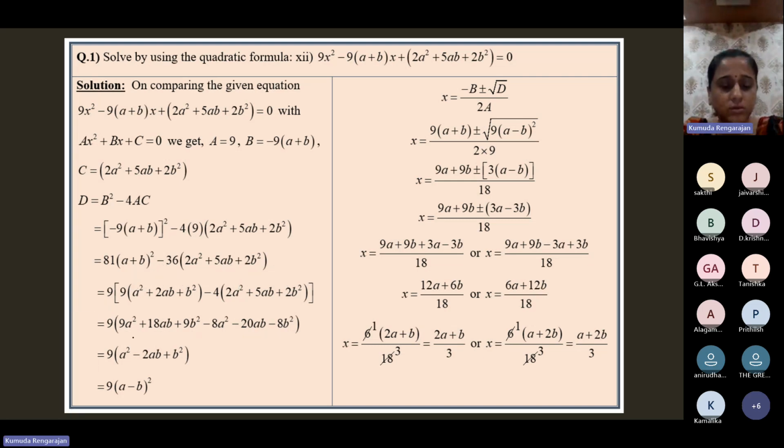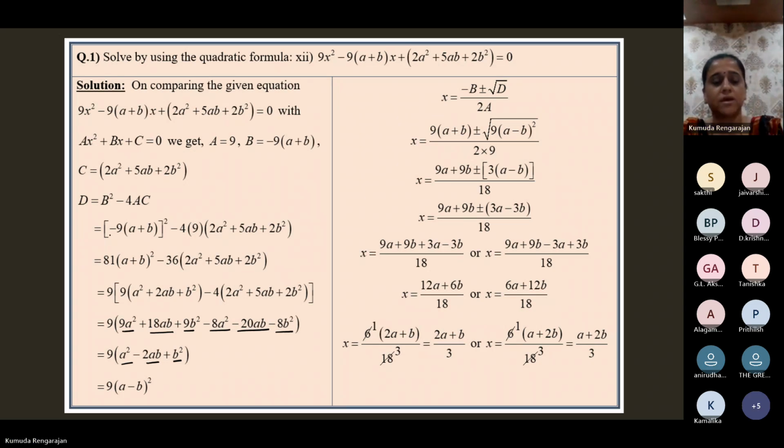Okay. So what happens? 9a² minus 8a² is a². Plus 18ab minus 20ab is minus 2ab. Plus 9b² minus 8b² is plus b². So this is nothing but (a minus b) the whole squared. So we have 9 into (a minus b) the whole squared as the value of d, or the expression for d.